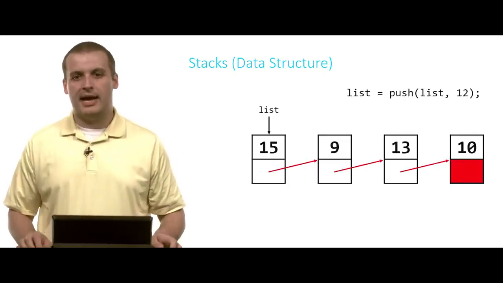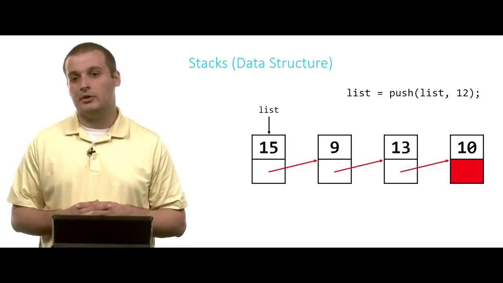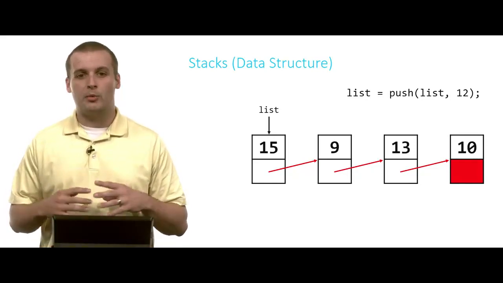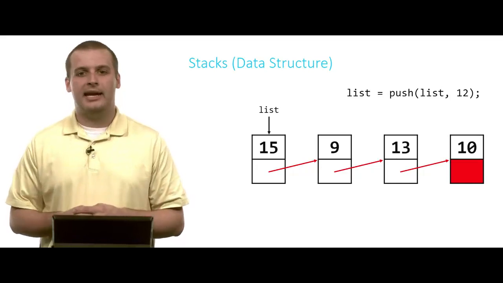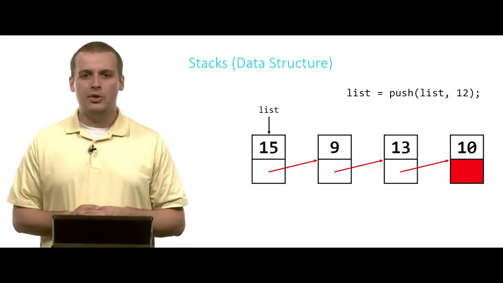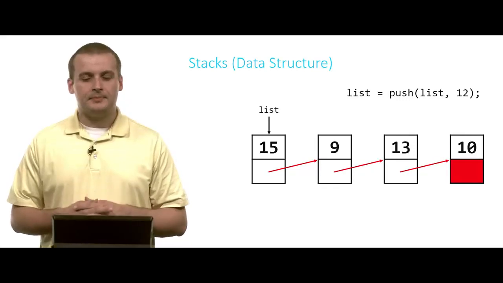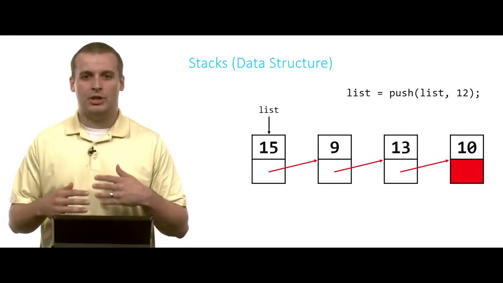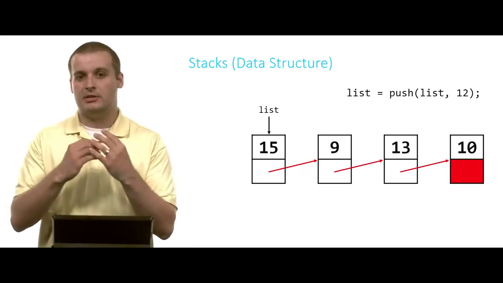And let's take a look at it as a diagram. So here's our linked list. It currently contains 4 elements. And more appropriately, here's our stack containing 4 elements. And let's say we now want to push a new item onto this stack. And we want to push a new item whose data value is 12.